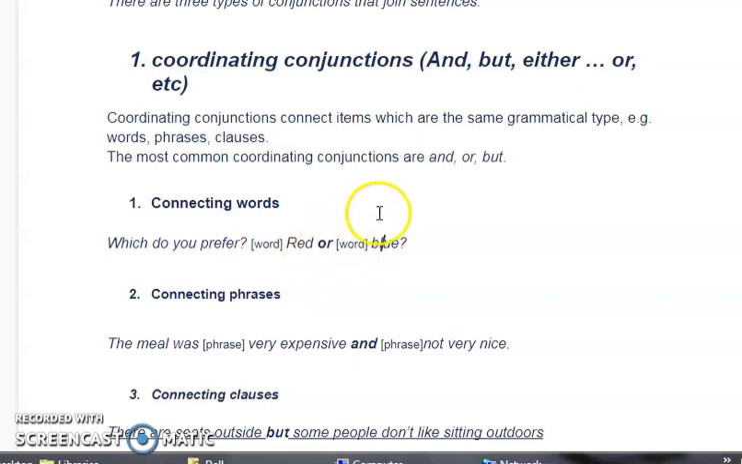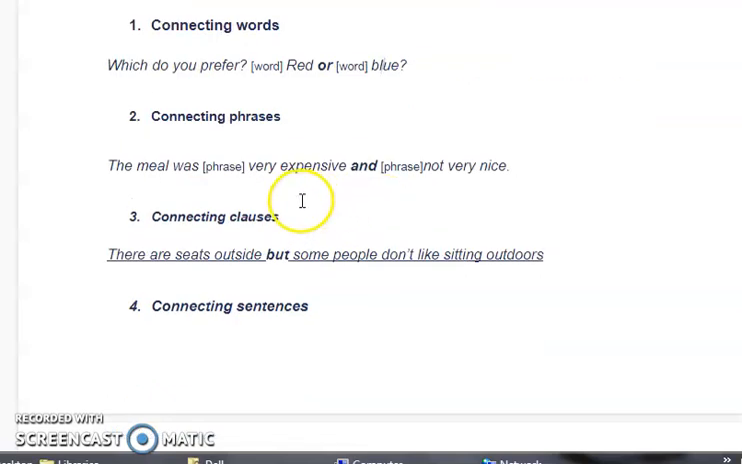We discussed that conjunctions also join phrases. If you look at this example, the meal was very expensive and not very nice. Here very expensive and not very nice are phrases. So coordinating conjunctions join two grammatical units of equal rank. It means words with words, phrases with phrases.